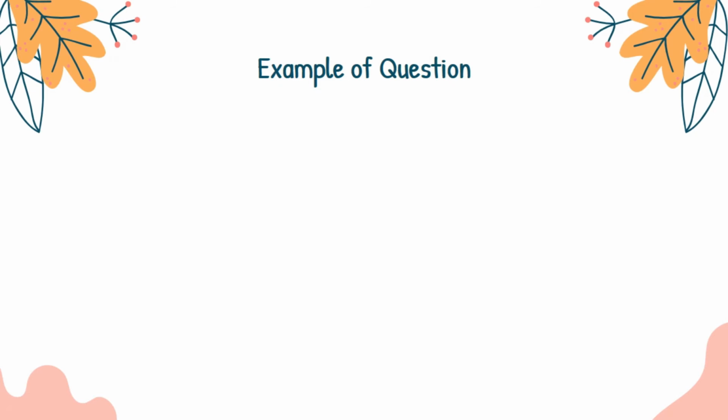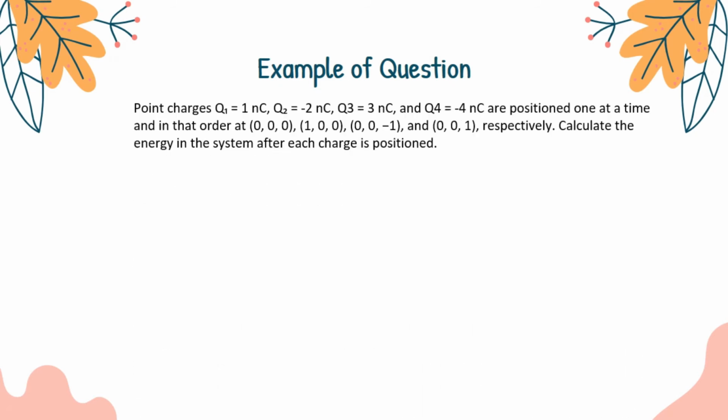Let's see an example of a question regarding this topic. The question is, point charges Q1 equal to 1 nanocoulomb, Q2 equal to negative 2 nanocoulomb, Q3 equal to 3 nanocoulomb, and Q4 equal to negative 4 nanocoulomb are positioned one at a time and in that order at (0,0,0), (1,0,0), (0,0,-1), and (0,0,1), respectively. Calculate the energy in the system after each charge is positioned. So the question wants us to find the work done of each charge after it was positioned in the system.